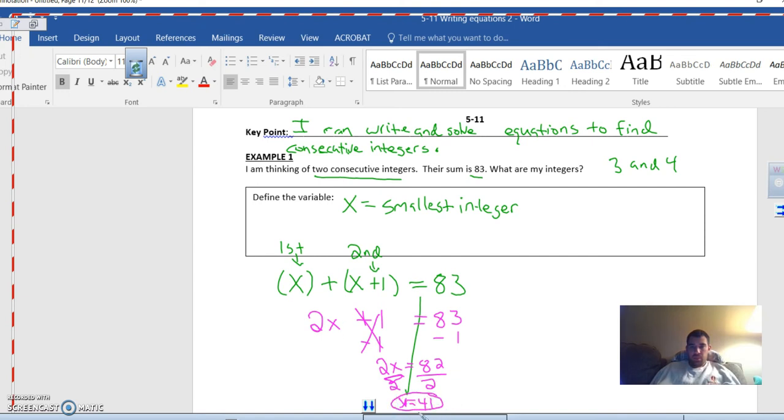So, it says, what are the two consecutive integers? So my integers are, well, the first one's 41, because the smallest integer, x, is 41. The next integer would be 42. And you can always check this. Is 41 plus 42 83? It is. So those are my two consecutive integers that have a sum of 83.